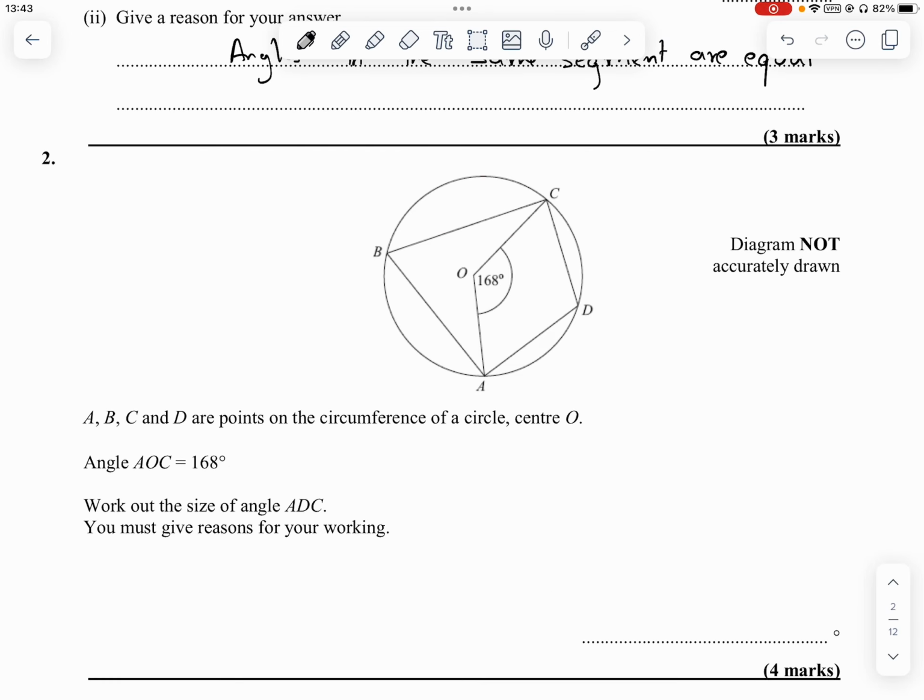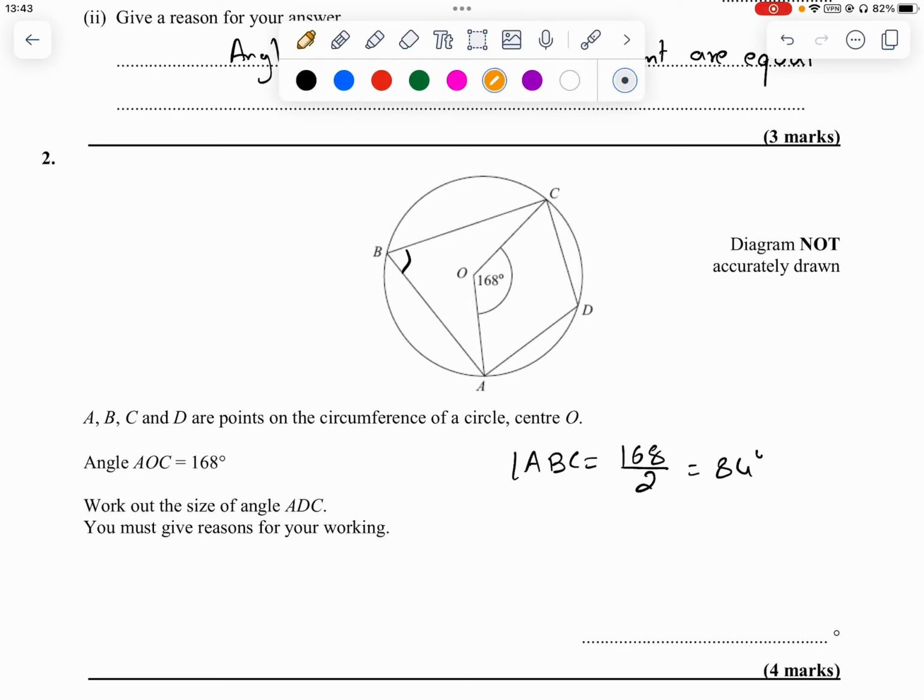Next, question number 2. A, B, C, D are points on the circumference of a circle with center O. Angle AOC is 168. Work out the size of the angle ADC. If AOC is 168, angle ABC will be 168 upon 2, which is equal to 84 degrees. Why is it 168 upon 2 and 84 degrees? The reason is angle at the center is twice the angle at the circumference.